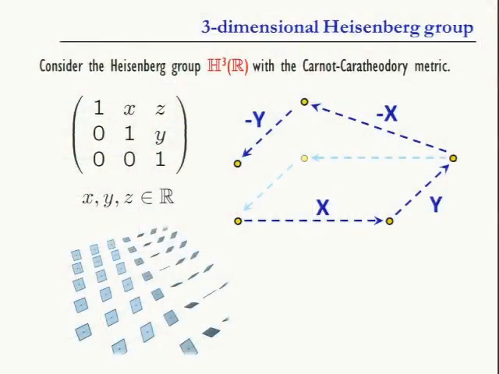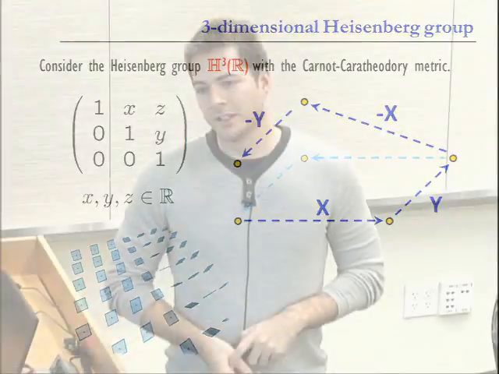Okay. Let's see. So we started late. So let's just ignore the geometry of the Heisenberg group. No? You don't want to ignore it?